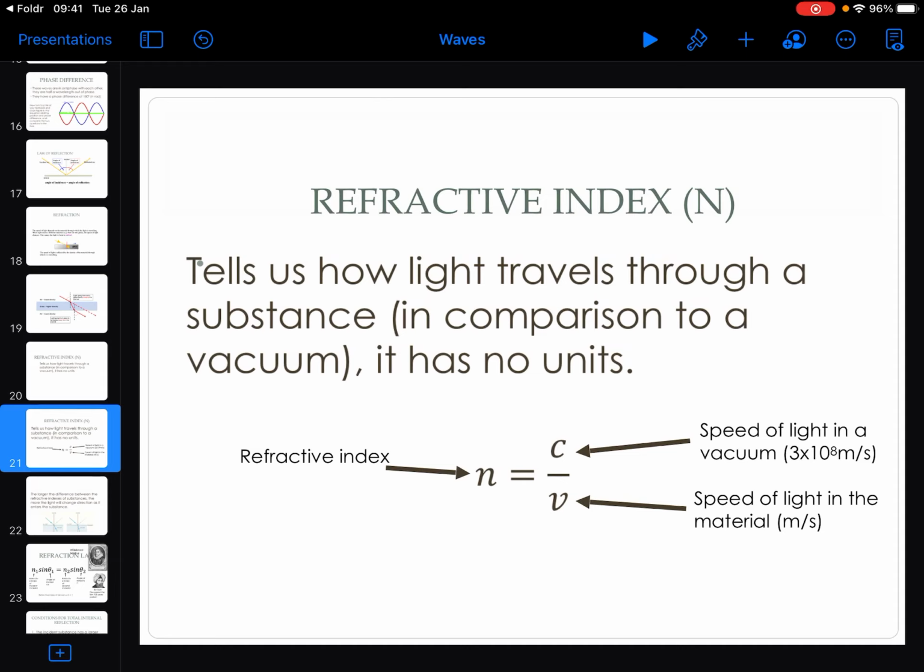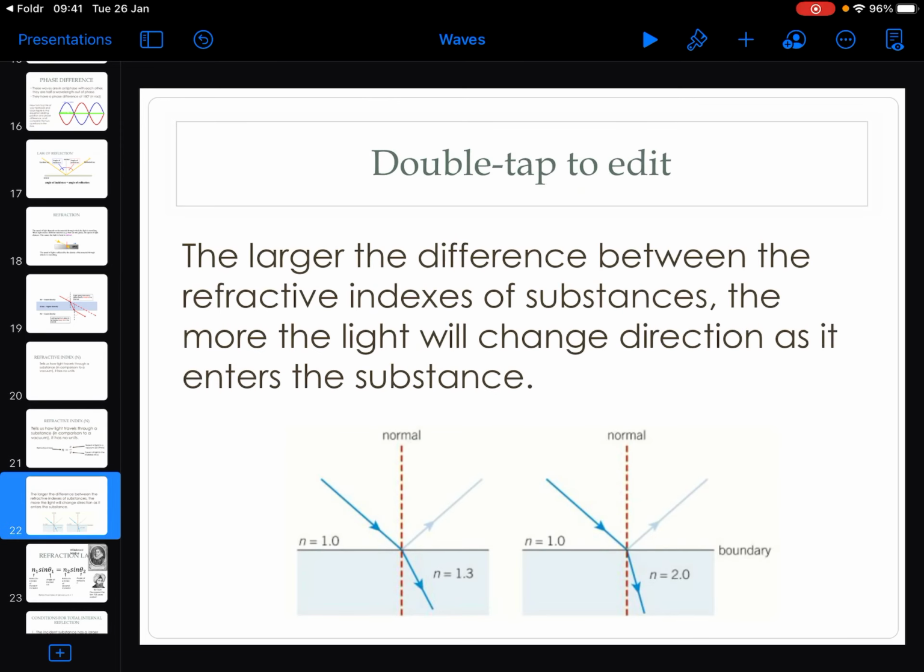So n, the refractive index, has no units. It's c, the speed of light in a vacuum, 3 times 10 to the 8, divided by the speed of light in the material, v. So you should always end up with a refractive index that is over 1. You should never have something that's 0. You're looking at 1.2, 1.6, etc. Can't say I've ever seen one that's 2, but I wouldn't rule it out.